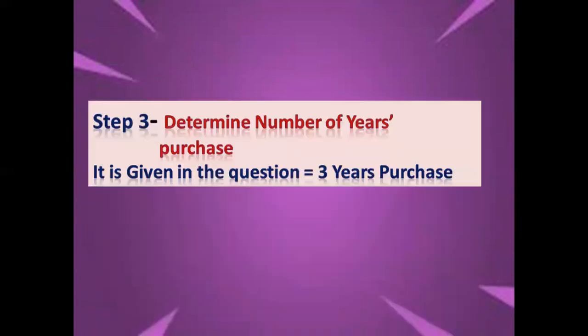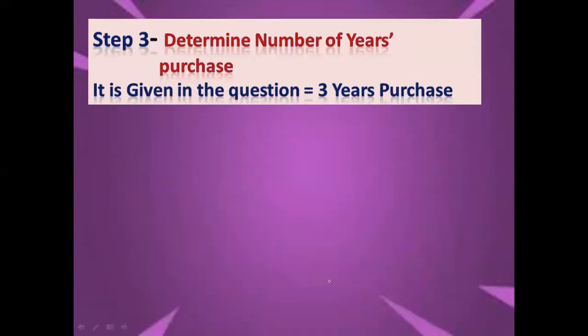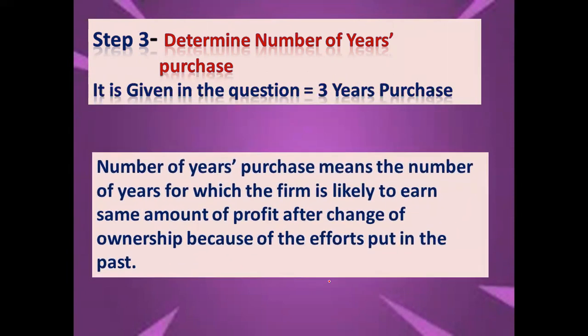Step number 3 was to calculate number of year purchase. It is given in the question. 3-year purchase. Right? What is the meaning of number of year purchase? Number of year purchase means the number of year for which the firm is likely to earn same amount of profit after change of ownership because of the effort put in by the past. Number of year purchase means for how many number of years the firm is going to enjoy the same profit, and this same profit because the reputation has created by the business, and this reputation will pay you even if the ownership has changed.